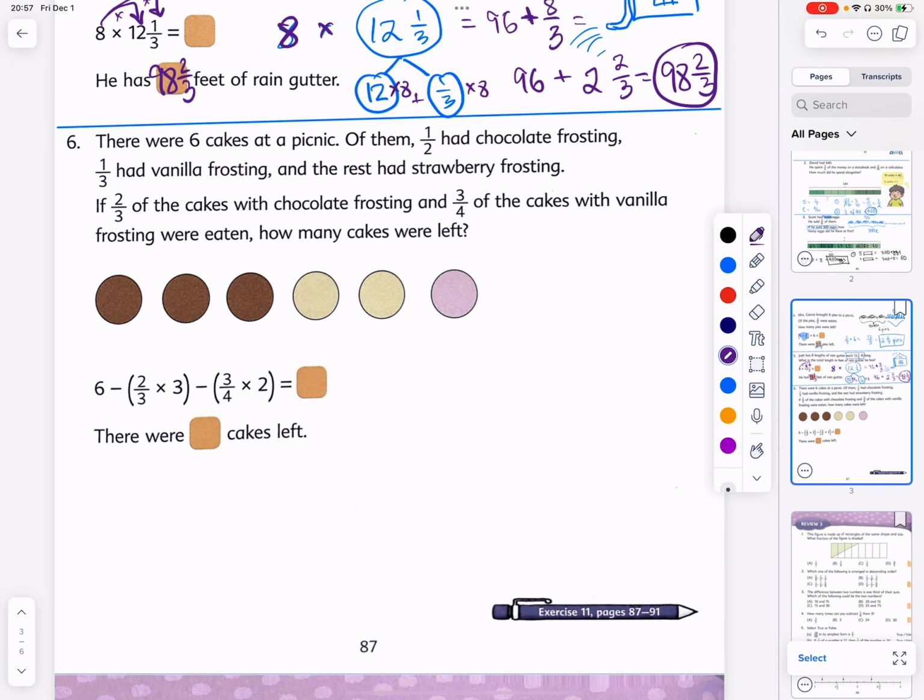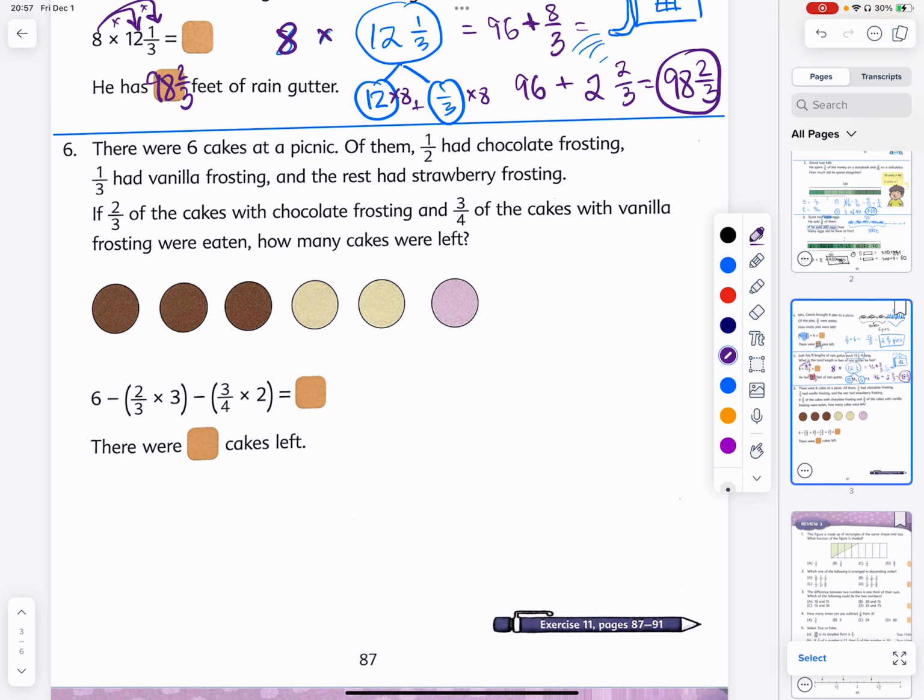I'm on page 86. There are 6 cakes at a picnic. Of them, half have chocolate frosting. Now, isn't it so true that half, look at this, right? We have a half. 3 out of 6 are chocolate frosting. Now, 1/3, well, let's label it. Chocolate, chocolate, chocolate, vanilla, vanilla. 1/3 is vanilla, and the rest is strawberry, which means a whole 6 cakes, right?